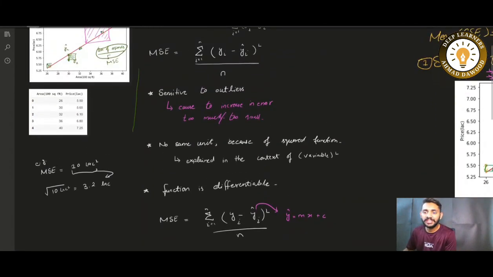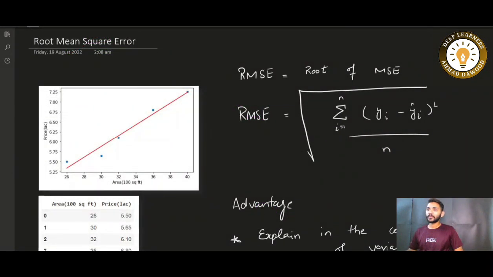Now we will see root mean square error. For root mean square error, RMSE, it is just the square root of MSE. It is just the square root of mean square error. There is not much difference. Now maybe you have a question in your mind: if it is so similar to mean square error, why are we using root mean square error, or why do we have this one?